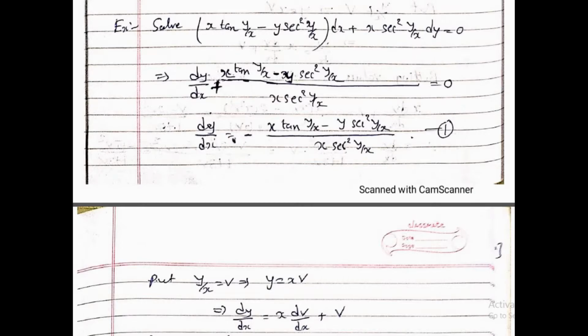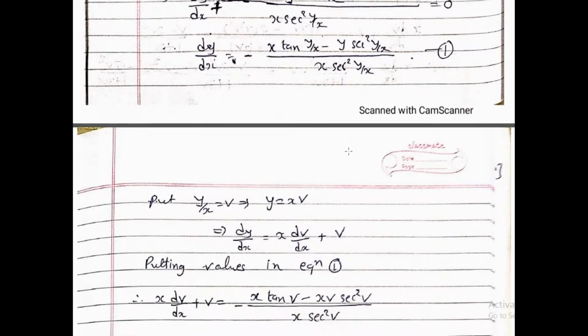So writing in the form of dy by dx, that will give you dy by dx equal to minus of (x tan(y/x) - y sec²(y/x)) divided by x sec²(y/x).